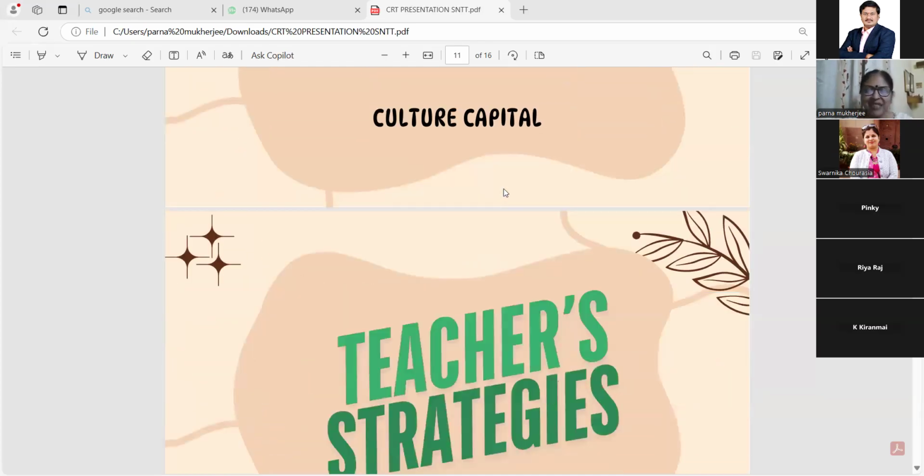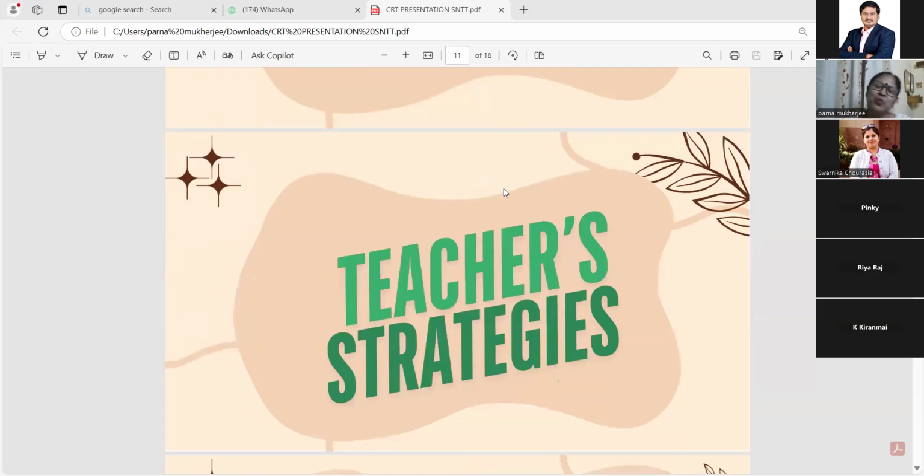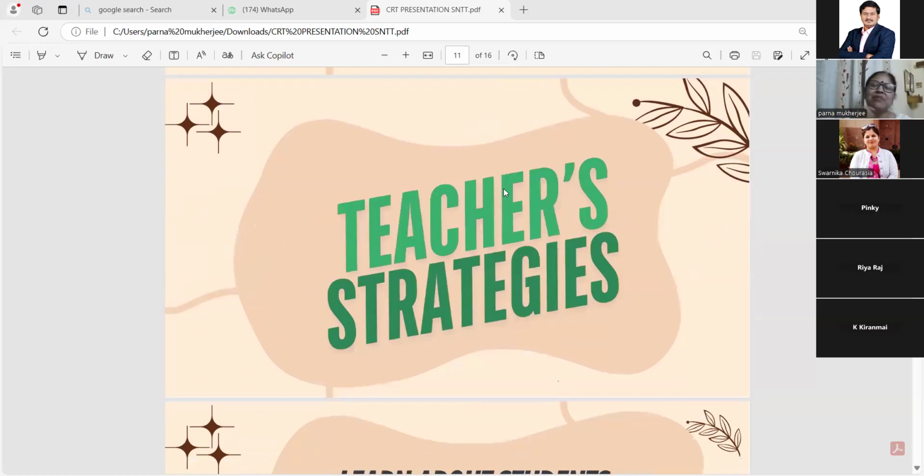Now come to the teacher strategy. What are we trying? What we have to do? We know what we have to do, but we forget. So when we think upon it, when we research on these points, definitely it changes our thinking.